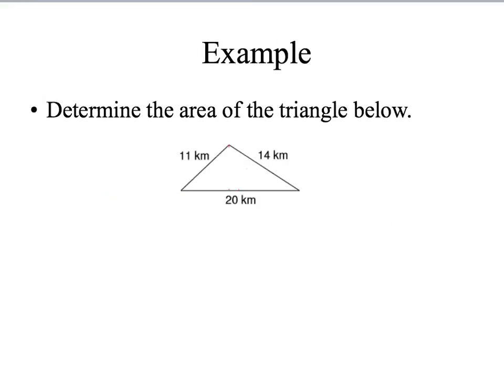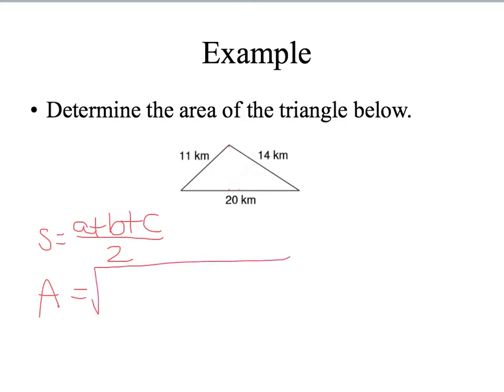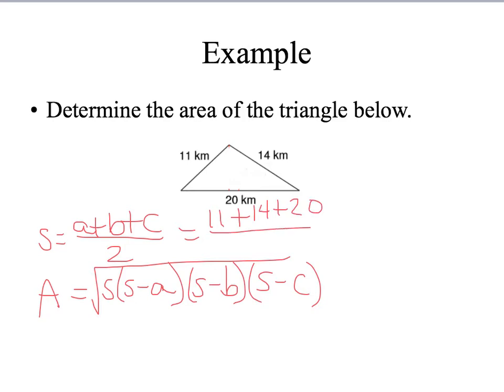For this last example of finding the area of a triangle, I know the base, but I don't have a height. So I'm going to use what's called Hero's formula. You start by finding the semi-perimeter. Add all three sides together and divide by 2. And then to find the area, big square root of the semi-perimeter times the semi-perimeter minus A times the semi-perimeter minus B times the semi-perimeter minus C. And then we simplify from there. So this is 11 plus 14 plus 20 divided by 2. So that's 45 divided by 2, which is 22.5.